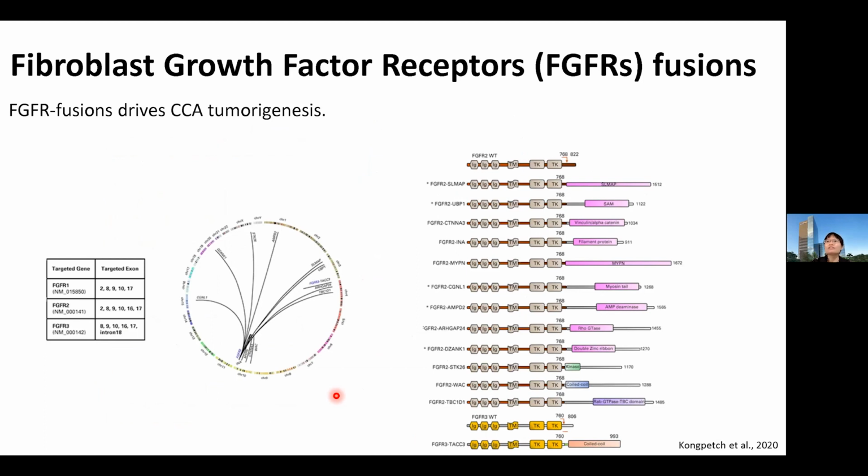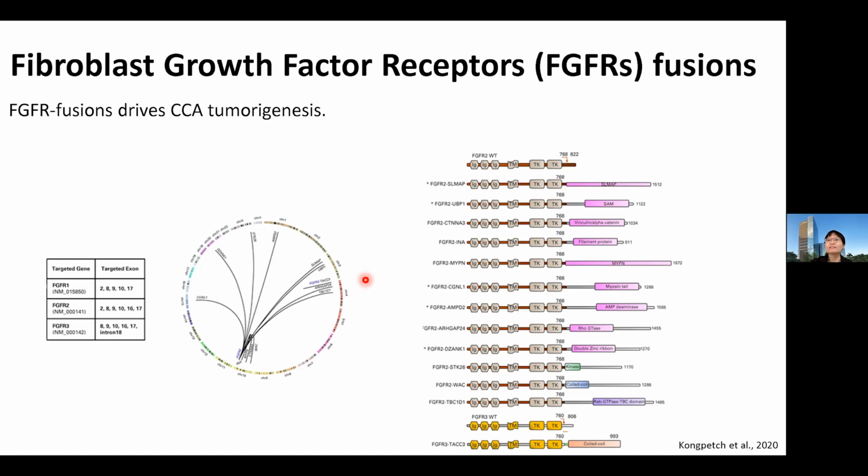One of the main aims of our study is to identify new potential therapeutic targets for cholangiocarcinoma patients. Therefore, we are interested in examining clinically relevant pathways. One such pathway we found is driven by the FGFR fusion proteins. From our cholangiocarcinoma cohort, we found many different forms of FGFR fusion proteins, and the fusion partners are from different chromosomes. Together with other groups, we have confirmed that FGFR fusion is a major driver of cholangiocarcinoma tumorigenesis.